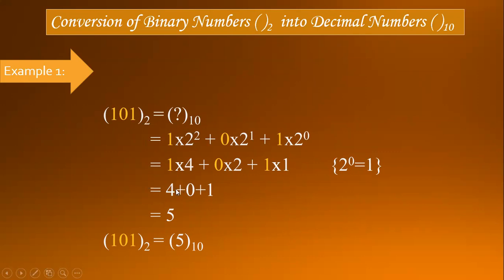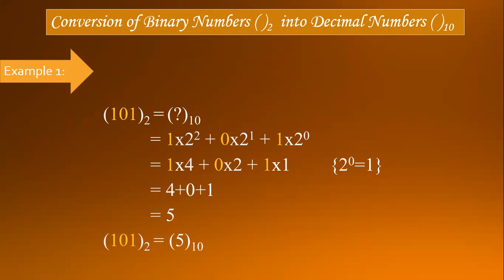Now 1 into 4 is 4, 0 into 2 is 0, 1 into 1 is 1. Now adding up, we get 5. So we can say that 101 base 2 is equal to 5.